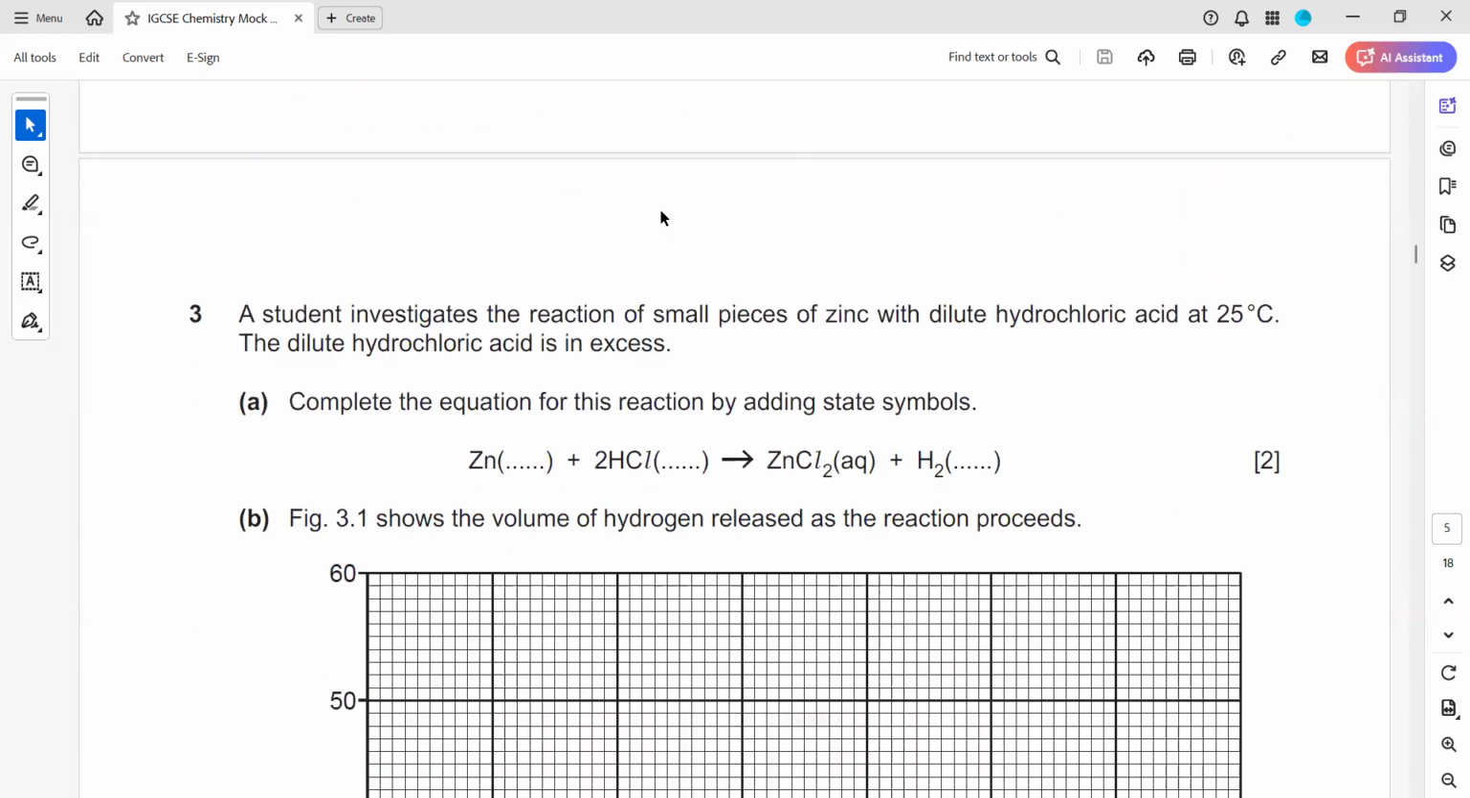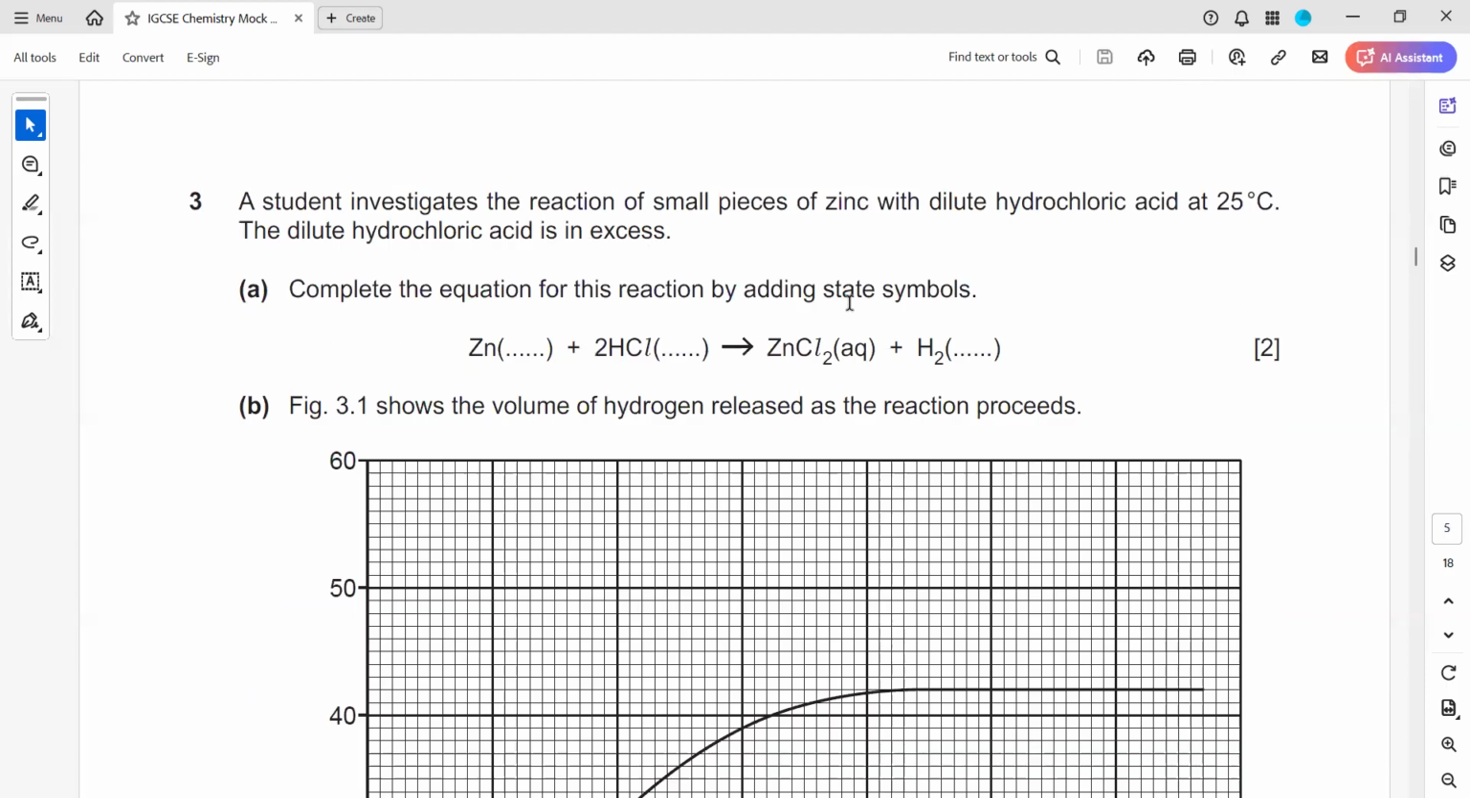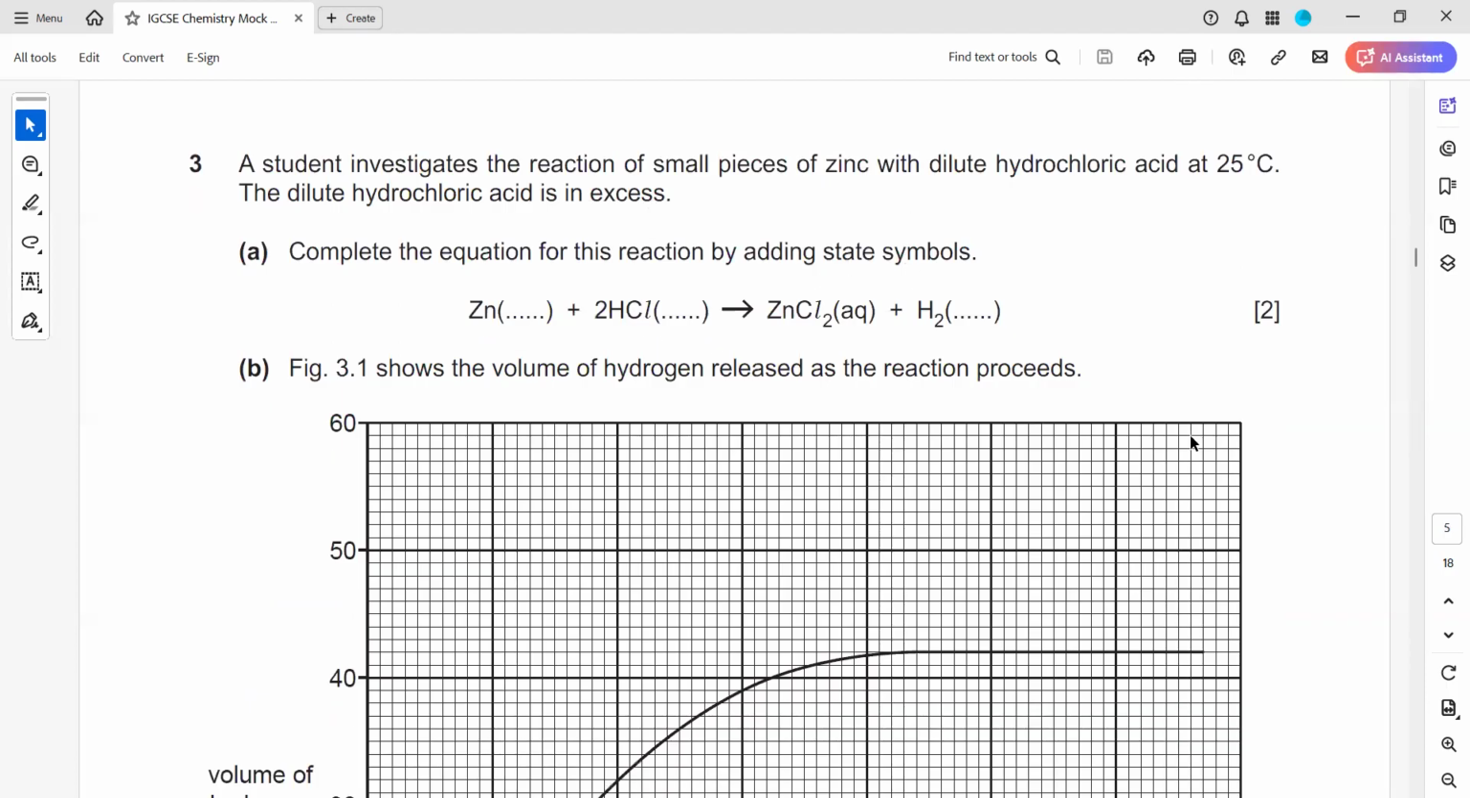Here in this equation, you have to write the state symbol. Writing a state symbol carries marks, okay? So what is the state of the metal? Metal exists as a solid. All acids and alkalis are aqueous. Most chlorides are soluble. Zinc chloride is soluble. And what about the hydrogen? Hydrogen is a gas. Why is it 2 marks? 1 mark is for the state symbol for the zinc, and 1 mark is for the state symbols of hydrochloric acid and hydrogen. If all correct, 2 marks. If 1 mistake, 1 mark.